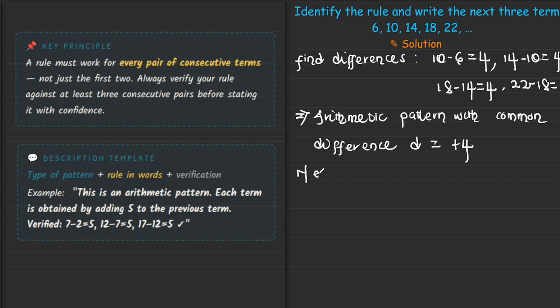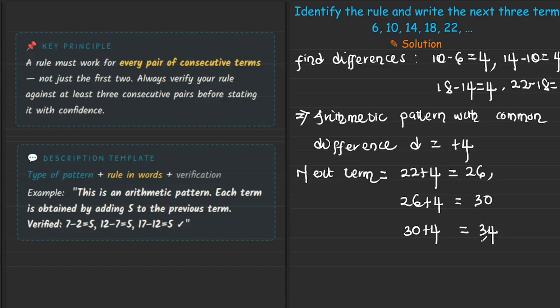The next thing we need to do is to look for our next terms. So for our next term, we have 22, so we have 22 plus 4. And 22 plus 4 gives us 26. Then after 26, we have 26 plus 4, and that also gives us 30. And then we finally have 30 plus 4, which would give us 34.